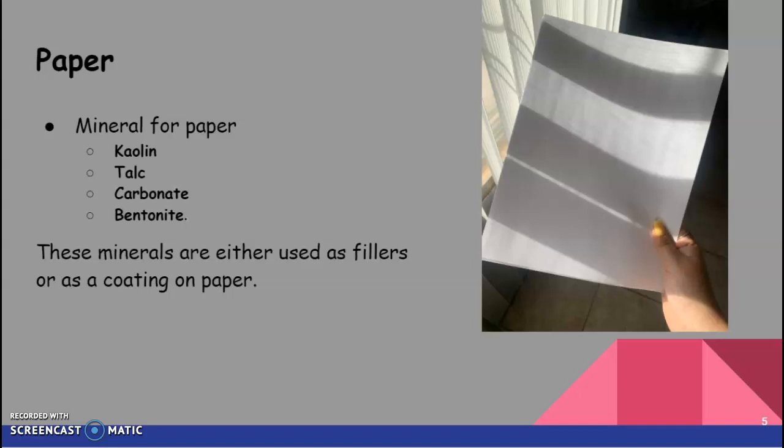Kaolin, talc, carbonate, and bentonite. These minerals are used for either fillers or for also the coating on the paper.